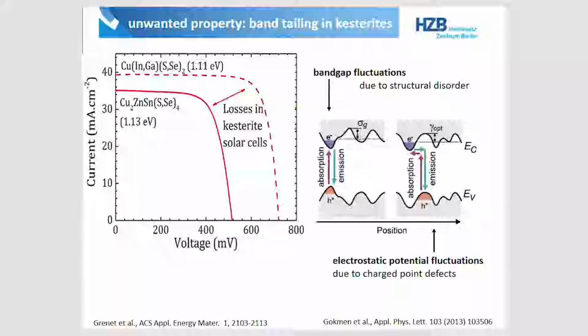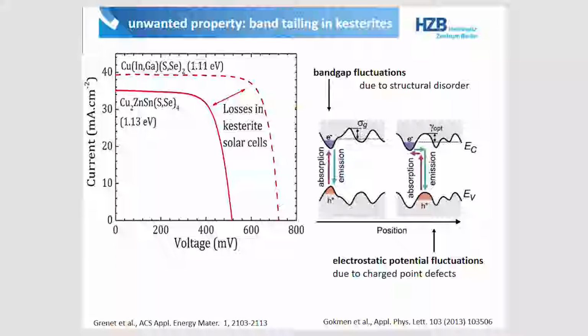So the main problem in Kesterite-based solar cells is discussed as the VOC loss. So it's a loss in open circuit voltage. If you look at this IV curve here, you see two lines, one for a chalcopyrite solar cell and one for a Kesterite solar cell, and you see especially here in VOC there is a big difference. JSC is not that bad, but the VOC.